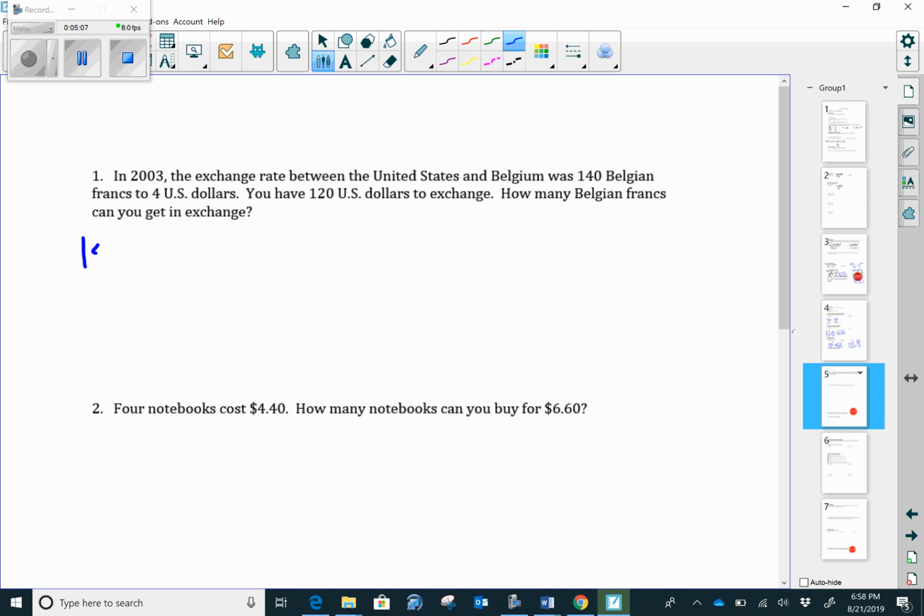So 140 over 4 equals 120. So the denominators we're comparing 4 US dollars to 120 US dollars. So what do they have to multiply 4 US dollars by to get 120 US dollars? 30. So whatever you do to the denominator, you must do to the numerator. So 140 times 30 will be 4,200 Belgian francs.